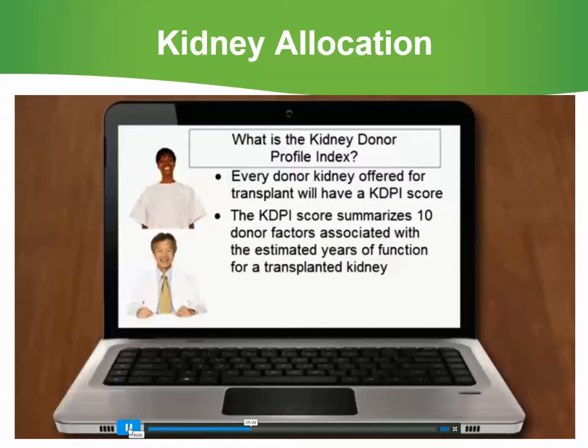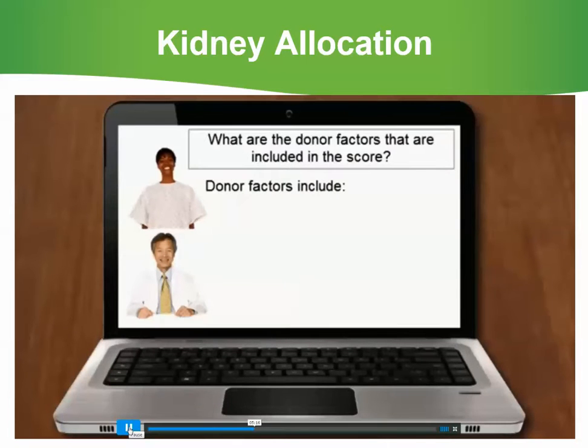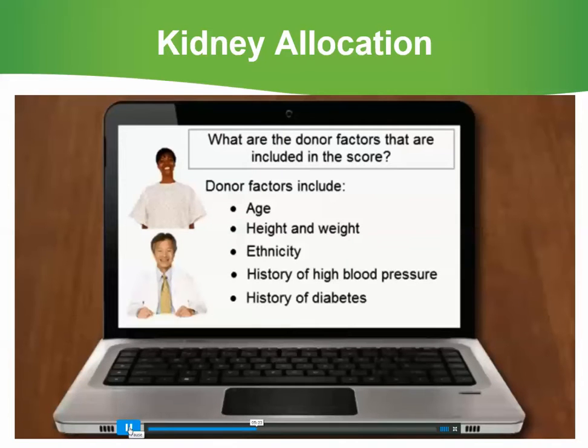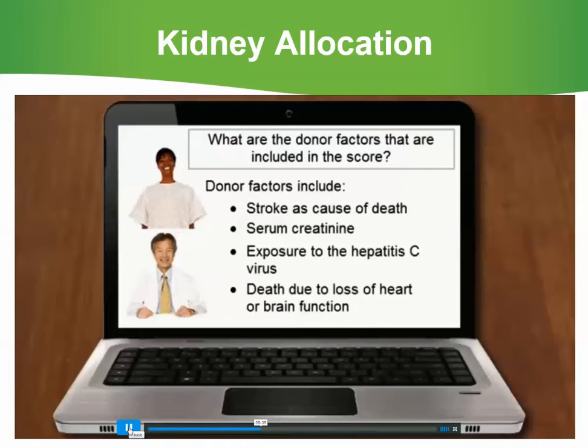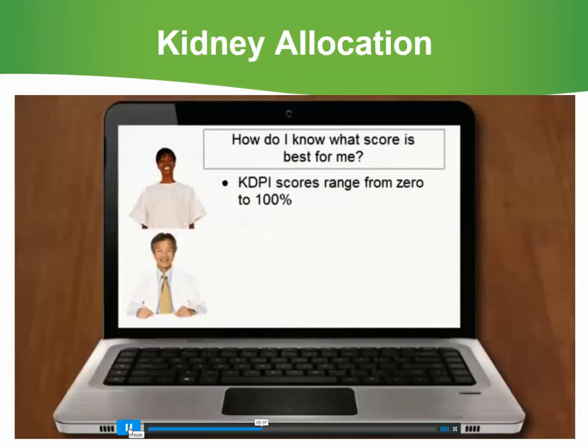So, the KDPI combines certain donor factors into a single number that summarizes the chance that the kidney will fail after transplant. Donor factors included in the KDPI score are age, height, weight, ethnicity, history of high blood pressure, history of diabetes, stroke as cause of death, serum creatinine, a measure of kidney function, exposure to the hepatitis C virus, and whether the donor died due to loss of heart function or loss of brain function. The score ranges from 0 to 100%.